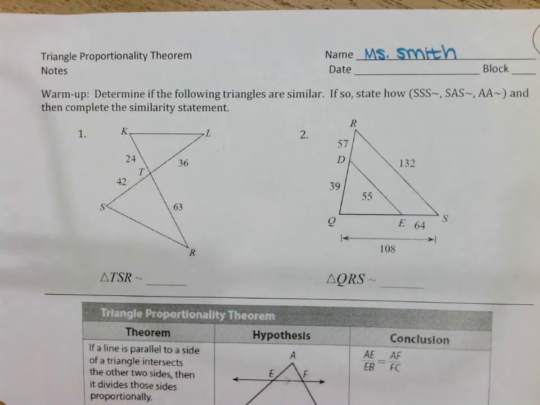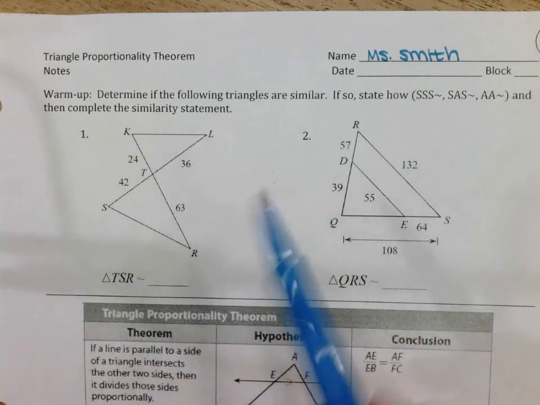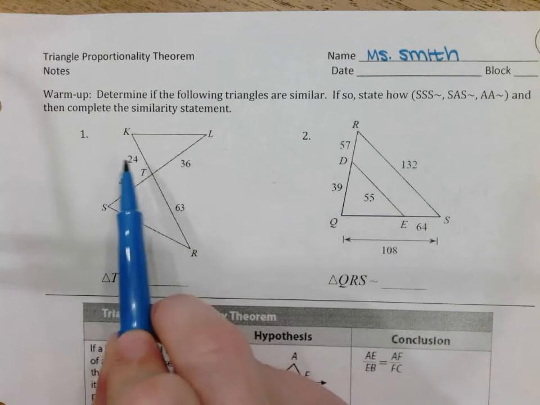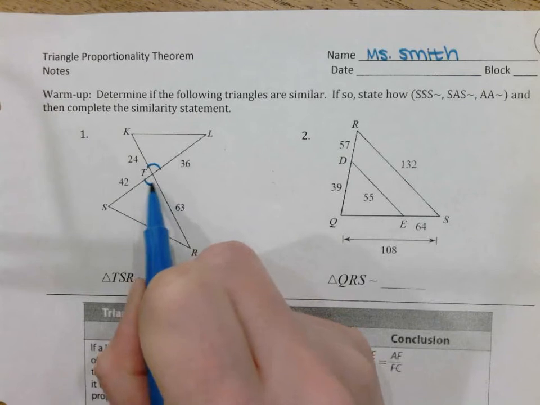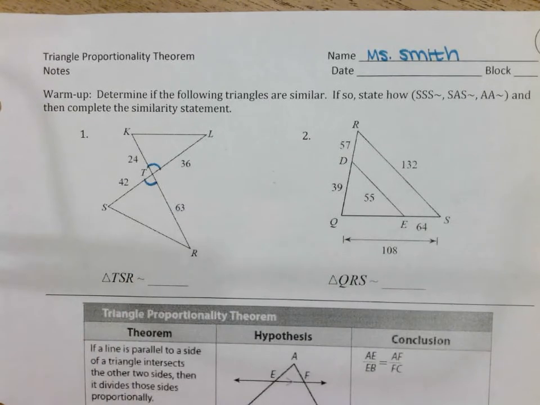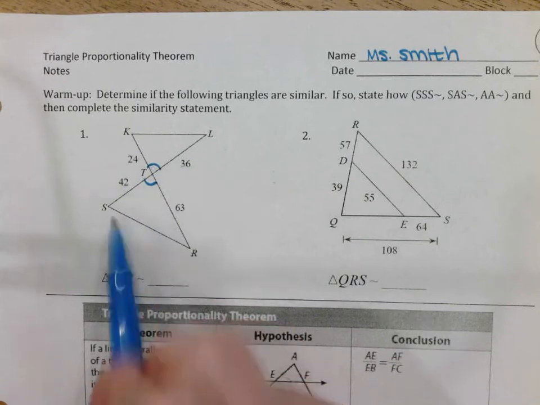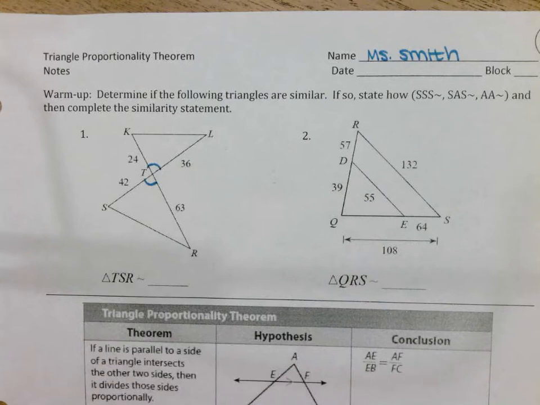Okay, so to start off here, we kind of want to decide what are we testing. So looking at this first one, are we going to test side, side, side, side, angle, side, or angle, angle? So you have to look at what you're provided. Well, I see each triangle has two sides, and I also see that they have this vertical angle that's congruent. So we're going to test side, angle, side. See how it's side, angle, side for that triangle, and side, angle, side for that triangle. So as long as our sides are proportional, we can say that, yeah, these triangles are similar by side, angle, side.